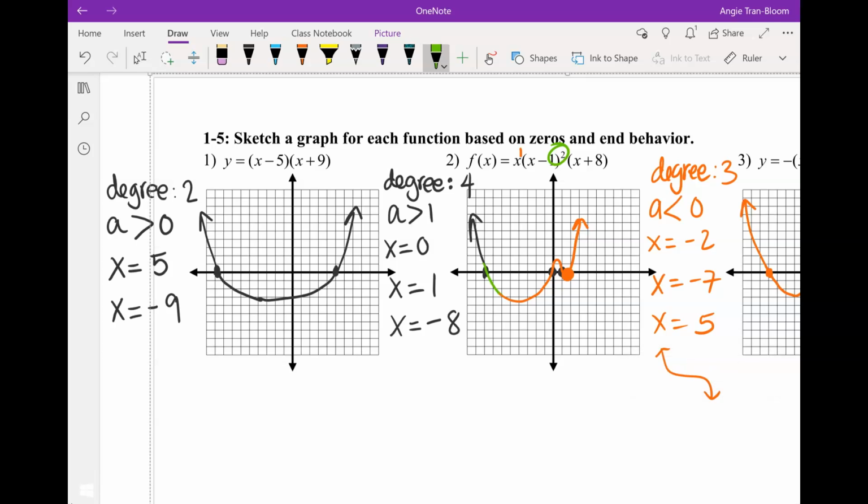So class, did you guys fix this one? Okay, fix that for me, okay? That's supposed to be 0.